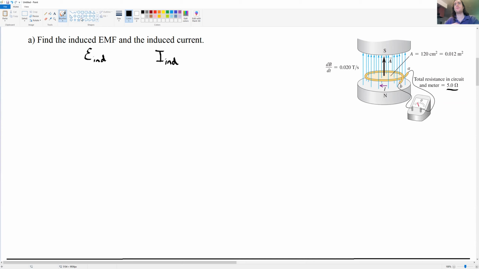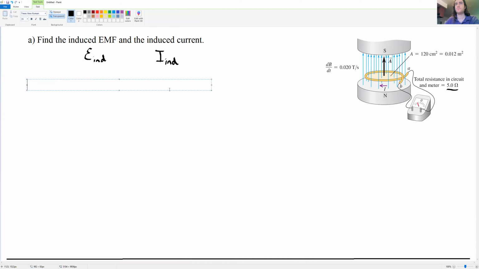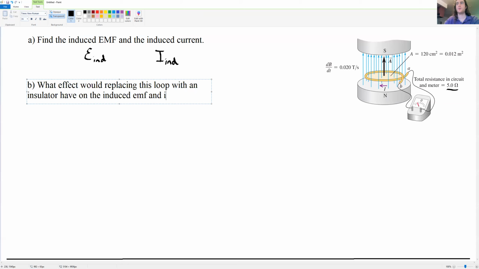Okay, and then for the second part, part B here, we are going to find what effect would replacing this loop with an insulator have on the induced EMF and induced current.